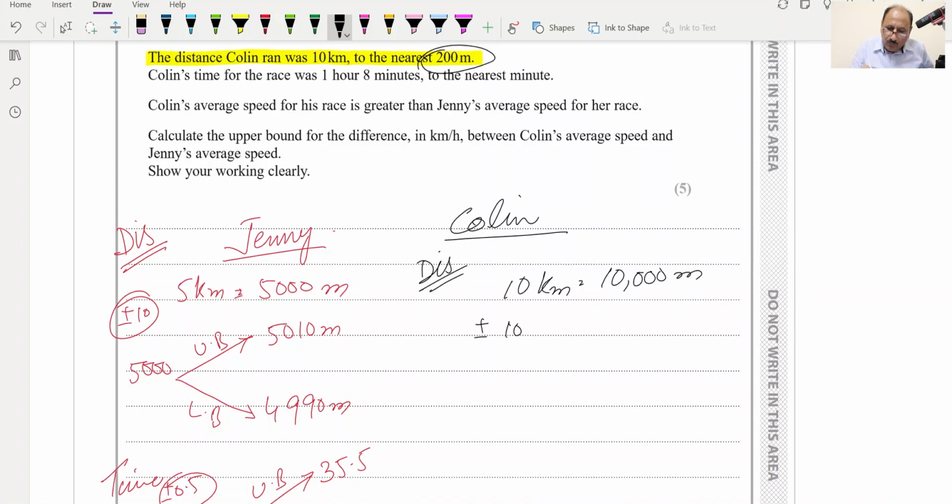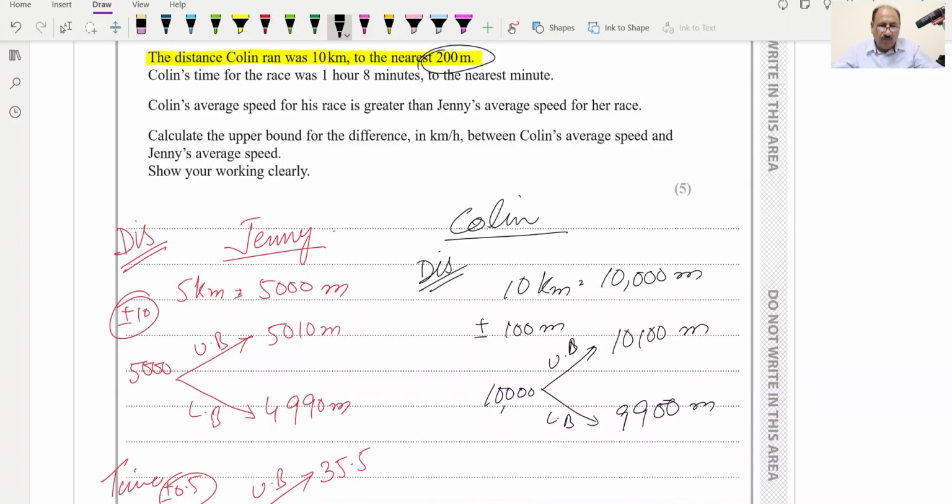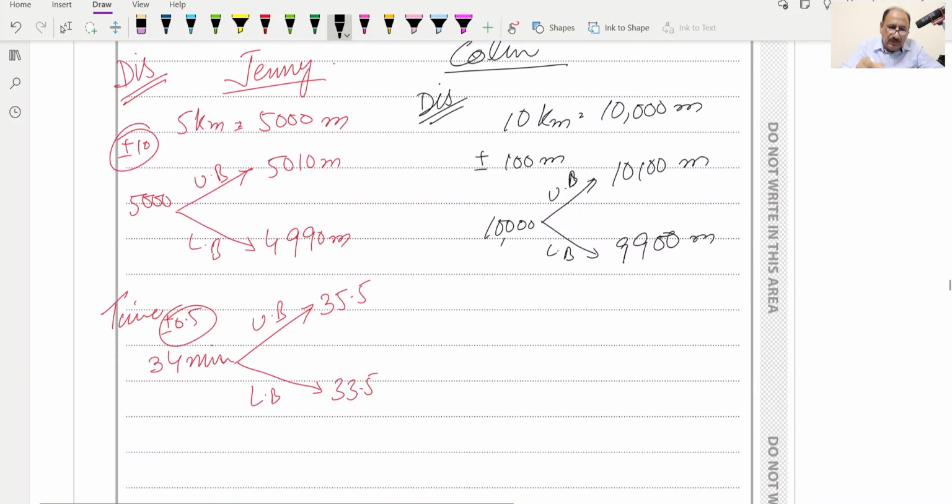So plus minus 100 meters we will add and subtract. So for 10,000 upper bound and lower bound we will write. Upper bound will be 10,100 meters, and lower bound will be 9,900 meters. We have added and subtracted 100. And next they are saying Colon's time for the race was 1 hour and 8 minutes to the nearest minute. So time also we can write here, and time calculation is what?